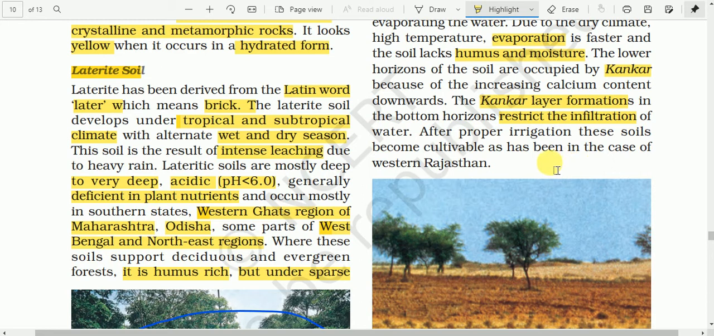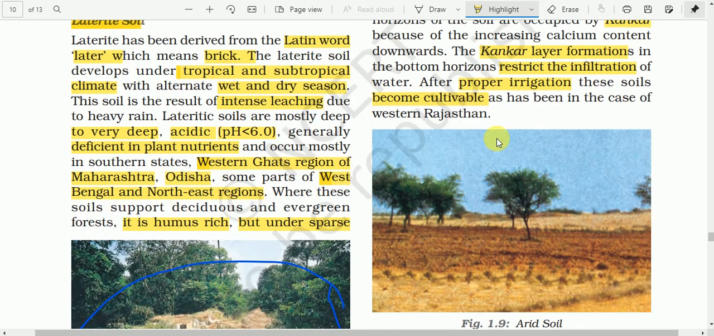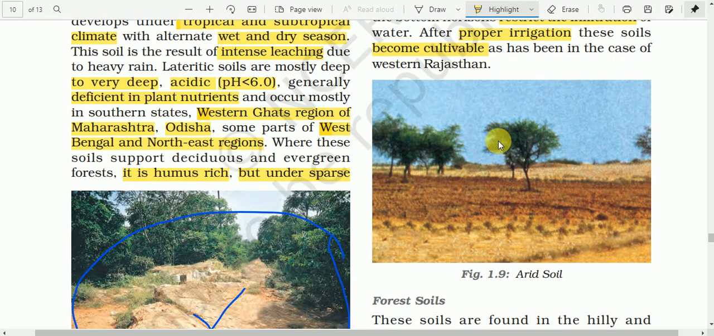These arid soils, after proper irrigation, become cultivable and have been growing crops in the western part of Rajasthan. In the western part of Rajasthan, the Indira Gandhi Canal has been constructed and water is available, and now the western part of Rajasthan has been growing crops after proper irrigation provided by the Indira Gandhi Canal.